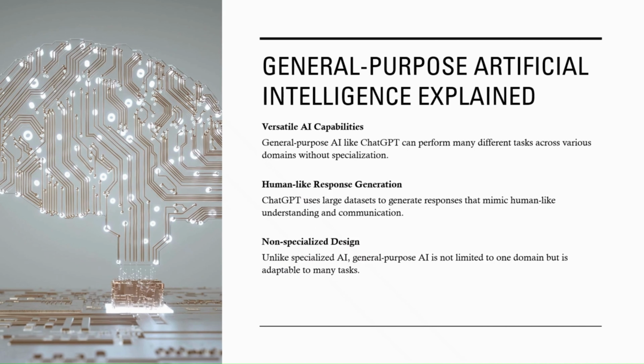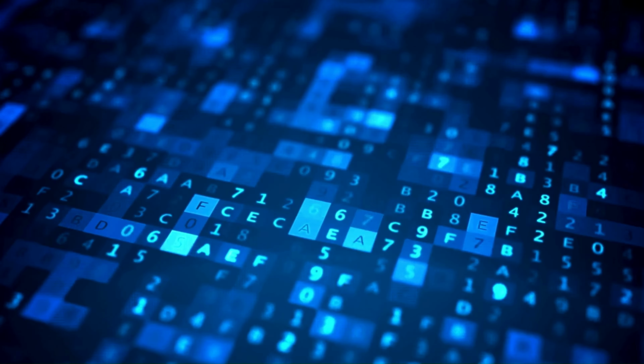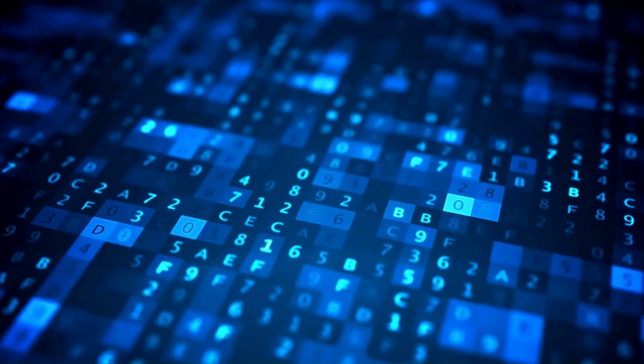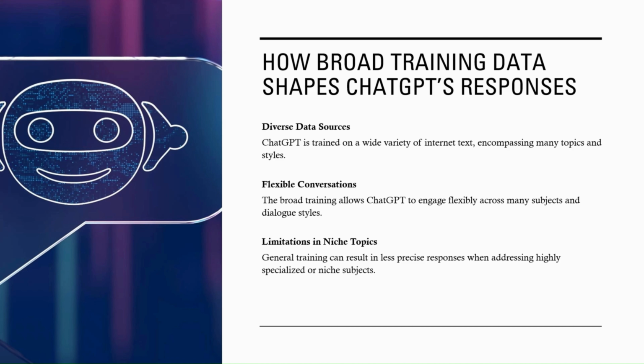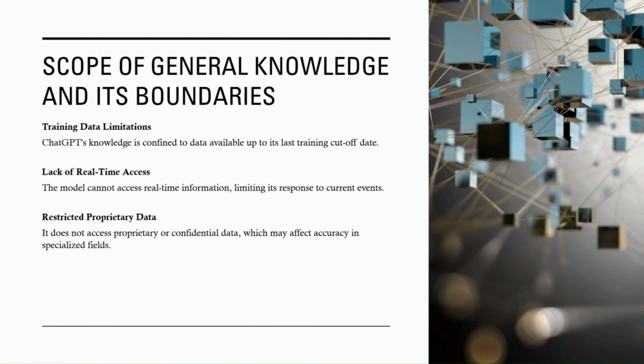ChatGPT is built to be a flexible AI that can help with many different tasks. It uses a large amount of data to give human-like answers, but it's not made for any one specific job or subject. ChatGPT has been trained on models and internet text, so it knows a lot about many topics. This helps it have flexible conversations, but it can sometimes give general or less accurate answers when it comes to very specific or detailed subjects.